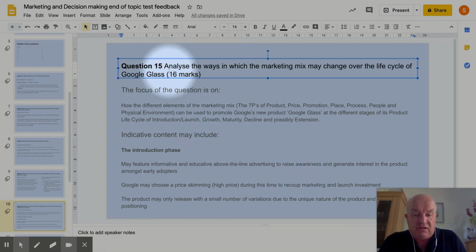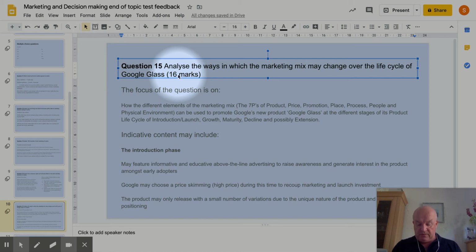So it's asking us to analyse the ways in which the marketing mix may change over the life cycle of Google Glass. Okay, we know it's a 16 marker, so as you'll see in the next couple of slides, there is a breakdown of how we should be tackling any 16 mark question, and it's basically, if you remember, PCAN times 2 plus a conclusion using DIPS.